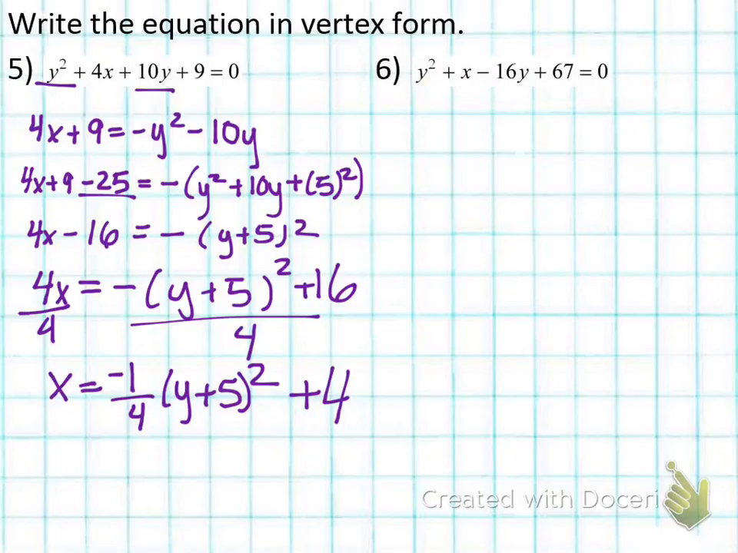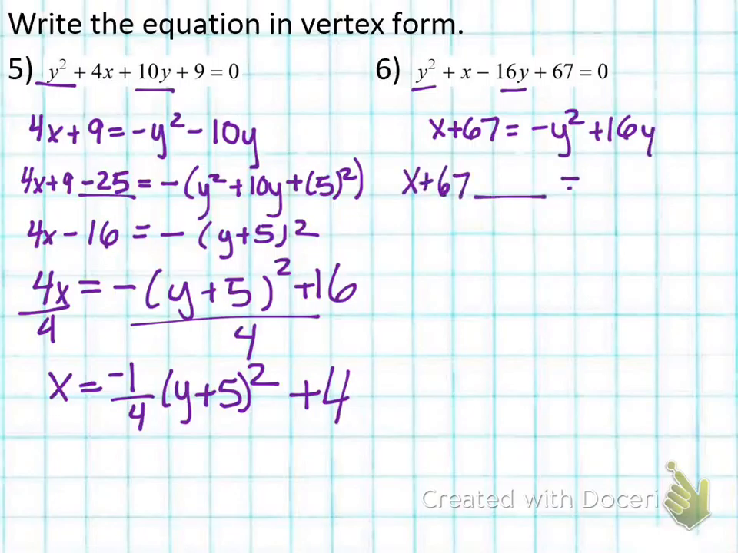And last one here, number 6. Same thing, y is what's squared, so I'm going to move those to the other side. I get x plus 67 equals negative y squared plus 16y when I move them over. Leaving space to complete the square and factoring out a negative, this is what I have.